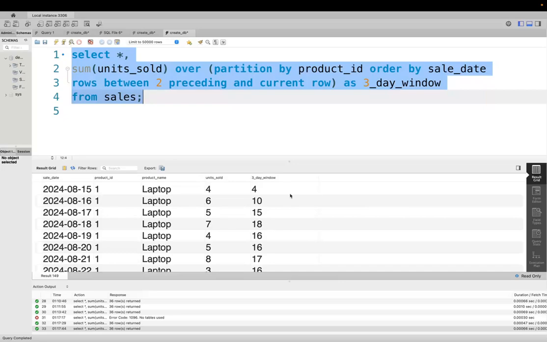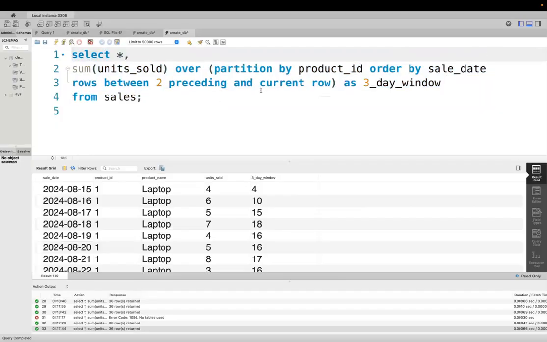So if we had not given this rows between two preceding and current row, instead of 18, this would have given 22 because it would have added the first one also. But now this is the window. When we reach, let's say, the 19th, the 17th, 18th, and 19th, these three rows become one window. 5 plus 7 plus 4, 16, right? Like that. So this is a 3 day window.